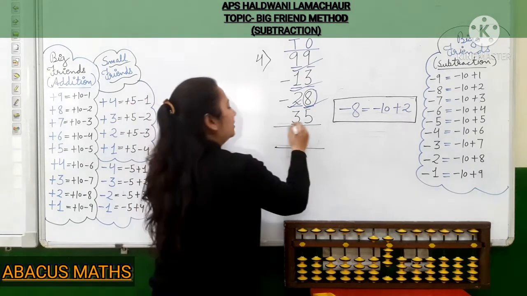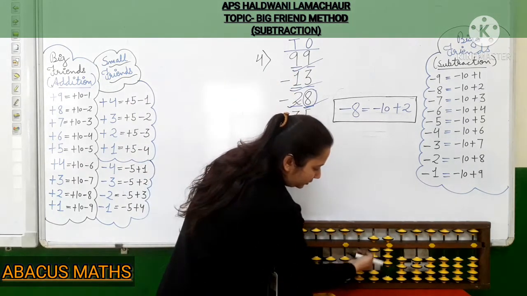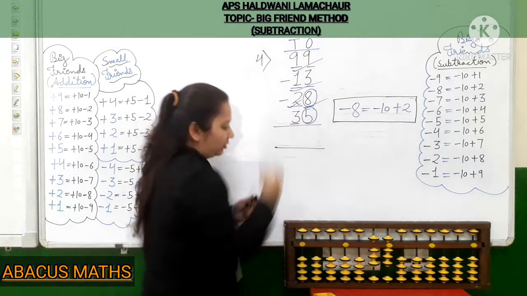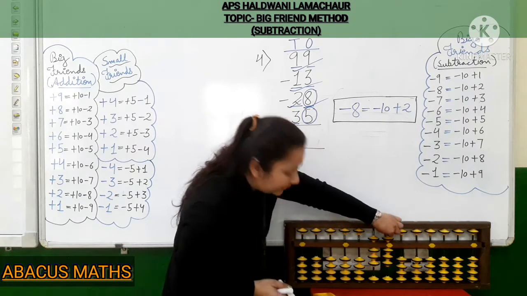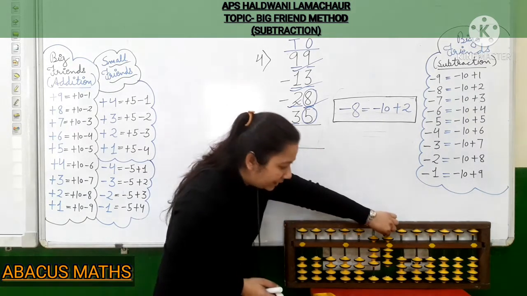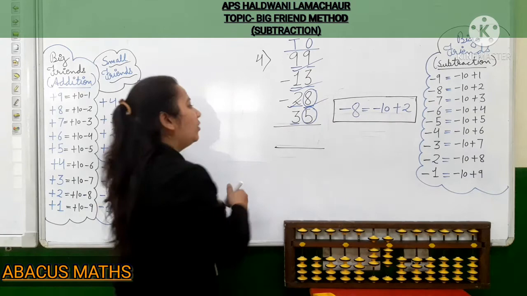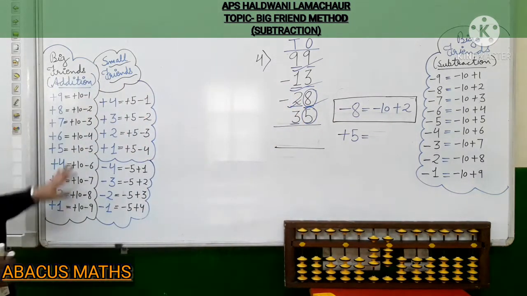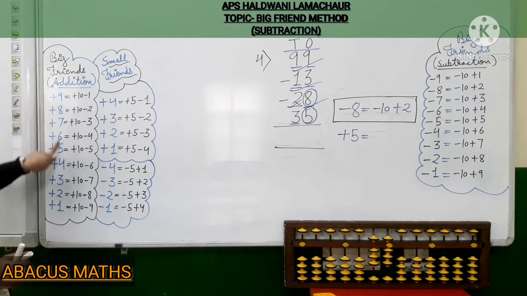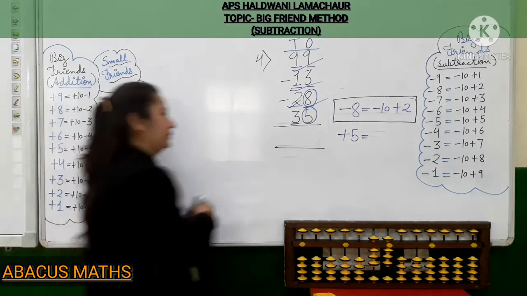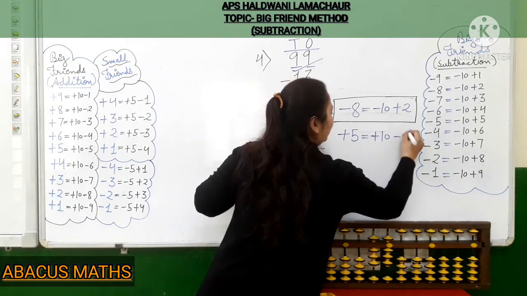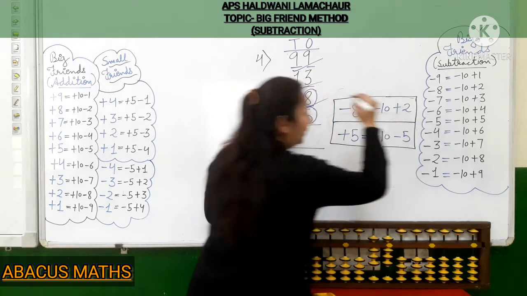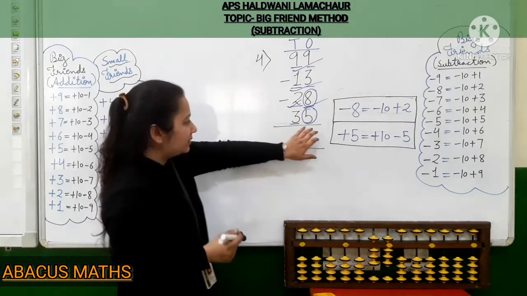Next, add this 3 in tens rod. 1, 2, 3. Next, add this 5 in ones rod. Now you can see that 5 is already added, so we can't add this 5. Now for adding this 5, use the big friend addition formula. Now see, for 5: plus 10 minus 5. This big friend addition formula we will use to solve this last digit.